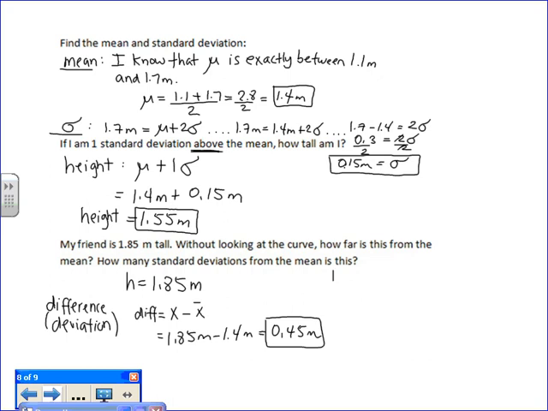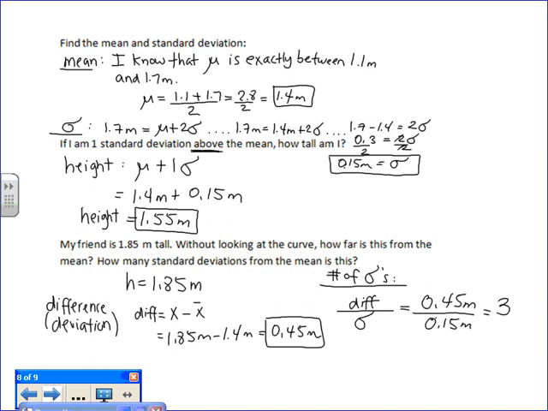To find the number of standard deviations, just think about it. It's going to be how many 0.15s can I fit into that number? It's going to turn out to be 3, but I could also just check it mathematically. If I take the difference between her and the mean, and divide it by 1 standard deviation, that will give me how many standard deviations she is away from the mean. So 0.45 meters is the difference. Divide that by the value of a standard deviation, which is 0.15. And 0.45 divided by 0.15 is 3.